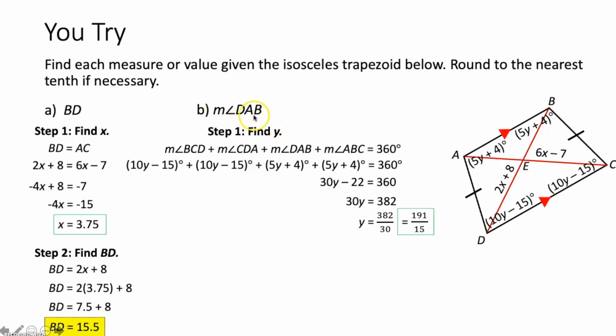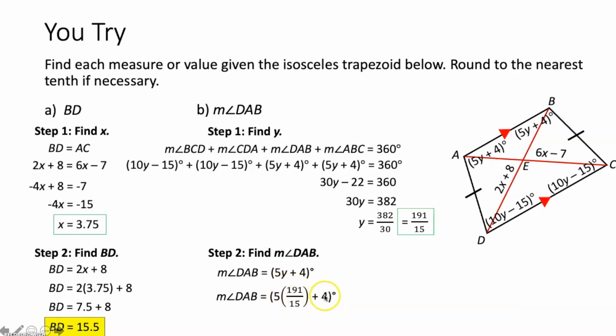So here, to find the measure of angle DAB, I take what that's equal to, which we said was 5y plus 4. I then plug in the y that we found, which was 191 over 15 for y down here, and I simplify. 5 times 191 over 15 plus 4 is going to give me approximately 67.7 degrees if I round to the nearest tenth.